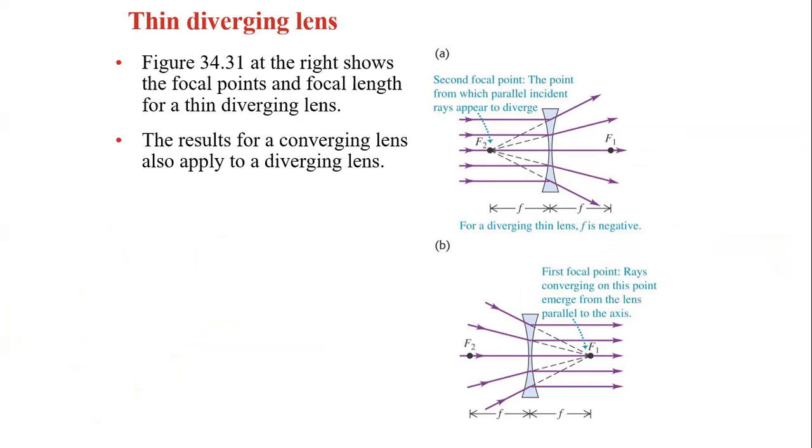So for a converging lens, we have f1 and we have f2. The point from which the parallel incident rays appear to diverge, this f2, is the point where the parallel incident rays appear to diverge. Also, for the first focal point, f1, rays converging on this point emerge from the lens parallel to the axis.